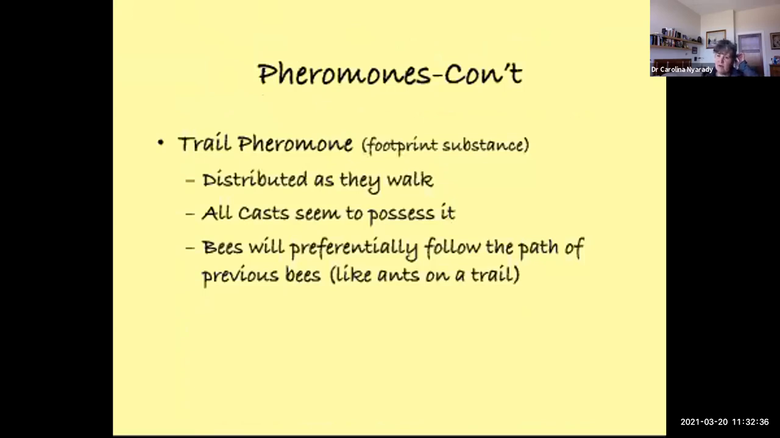Now there's also trail pheromones, just like other insects have footprints that leave scent behind. Bees certainly have that as well. They'll leave it behind as they walk. It seems like all castes have this trail pheromone present. And you sometimes will see it if you're hiving a swarm, especially on a ground location. It's amazing to see bees march in rows, one behind the other, as they're entering the new hive. Part of it is the Nasonov pheromone that is being exuded into the air by the bees. But the other factor is also that the bees are following that trail pheromone as they are moving.